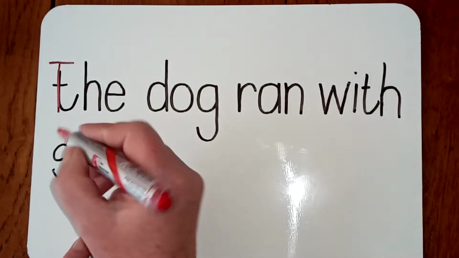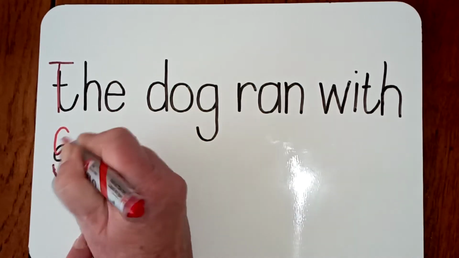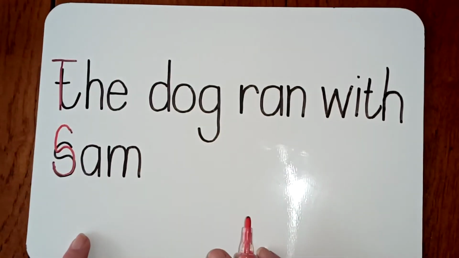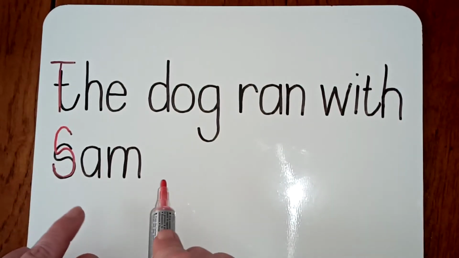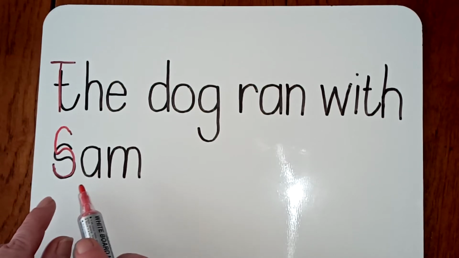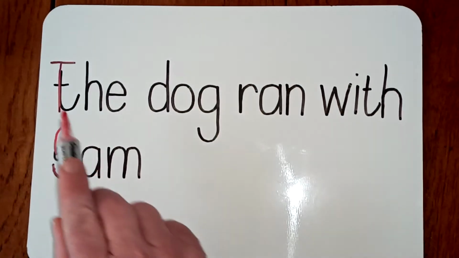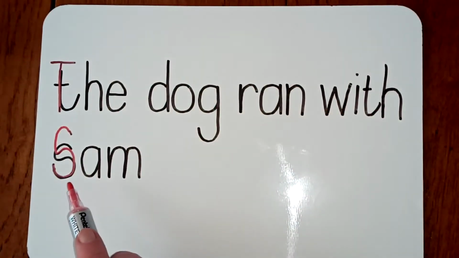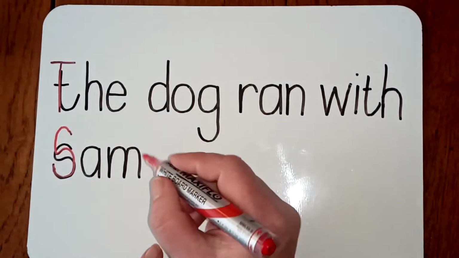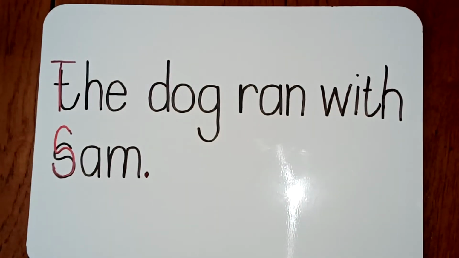So Sam is a name. It could be the name of a man, or a girl, or a boy, or a lady. Sam is short for Samuel, or Samson, or it could be short for Samantha, then it would be a girl's name. So, the dog ran with Sam. Now that's the end of the sentence. One more mistake. To show that it's the end, we put a full stop. So now our sentence is correct.